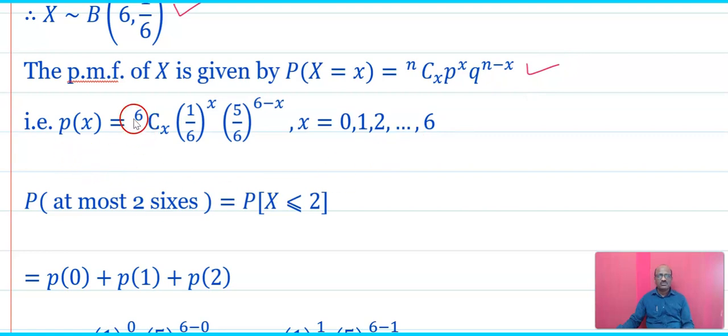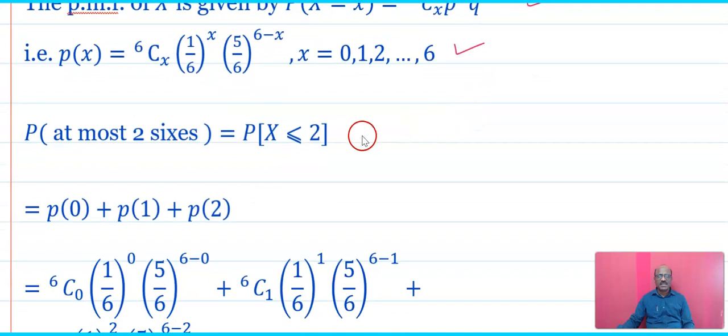P of X is equal to 6Cx, (1/6) raised to X, (5/6) raised to 6 minus X. The values of X are 0, 1, 2 up to 6. At most 2 sixes. At most 2 sixes. That is, P of capital X is less than or equal to 2. Then its values are 0, 1 and 2.